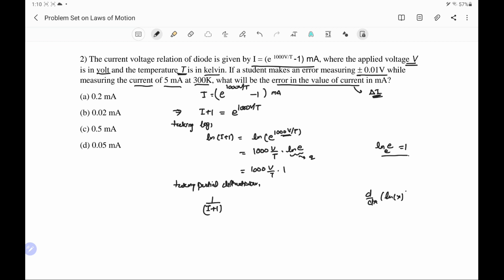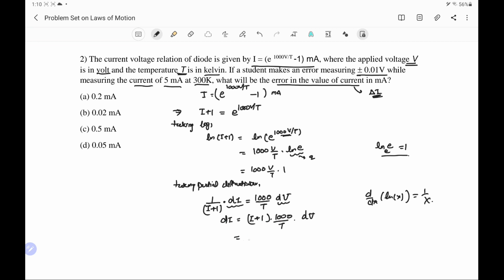Differential of ln x with respect to x is 1 by x. So it is 1 by I plus 1 and dI. It will be equal to: 1000 is a constant, so it will be taken out. T is also constant, it is also taken out, and differentiation of V. This dI is the error in measurement of current, and this dV is the error in measurement of voltage. Therefore, error in measurement of current is I plus 1 into 1000 T into dV.